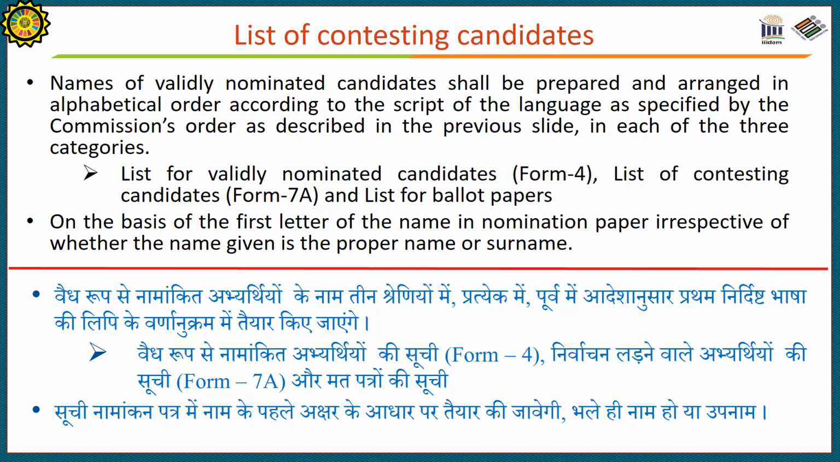Names of the validly nominated candidates shall be prepared and arranged in alphabetical order according to the script of the language as specified by the Commission's order as described in the previous slide, in each of the 3 categories. This applies to the list of validly nominated candidates, Form 4, the list of contestant candidates, Form 7A, and the list for ballot papers. It is on the basis of the first letter of the name in the nomination paper, irrespective of whether the name given is the proper name or surname.